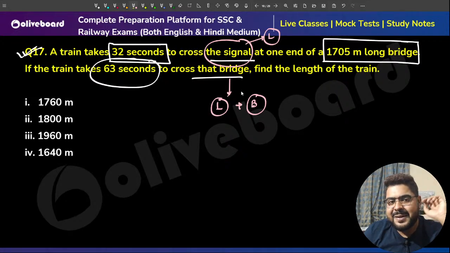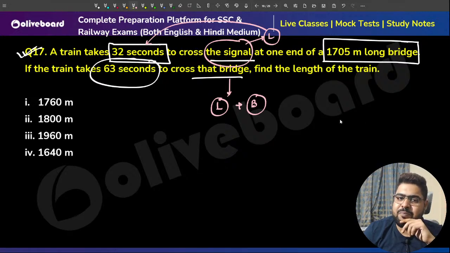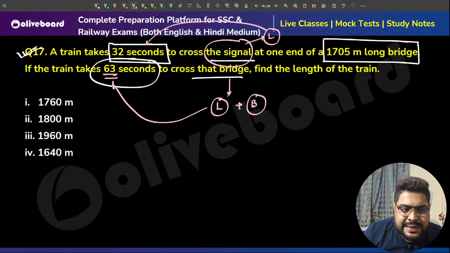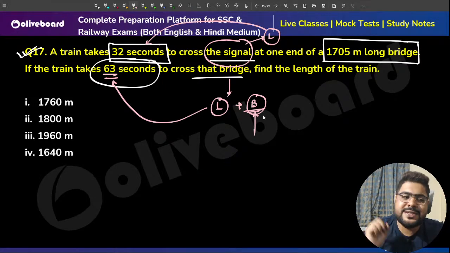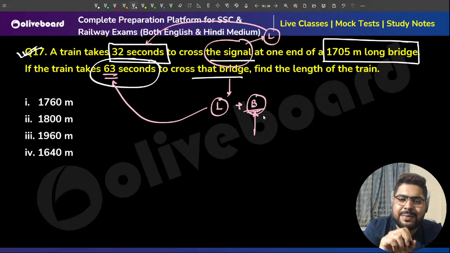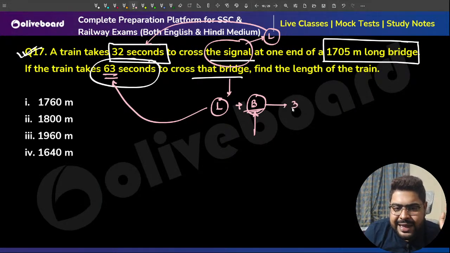Think like this, sir. To cross its own length, it has taken 32 seconds. That means out of this 63, 32 seconds it has taken only to cross its own length. So the remaining time he has taken to cross this bridge. How much is the remaining time? Out of 63, 32 seconds has gone to cross its own length. So the remaining 31 seconds, he is crossing the bridge.